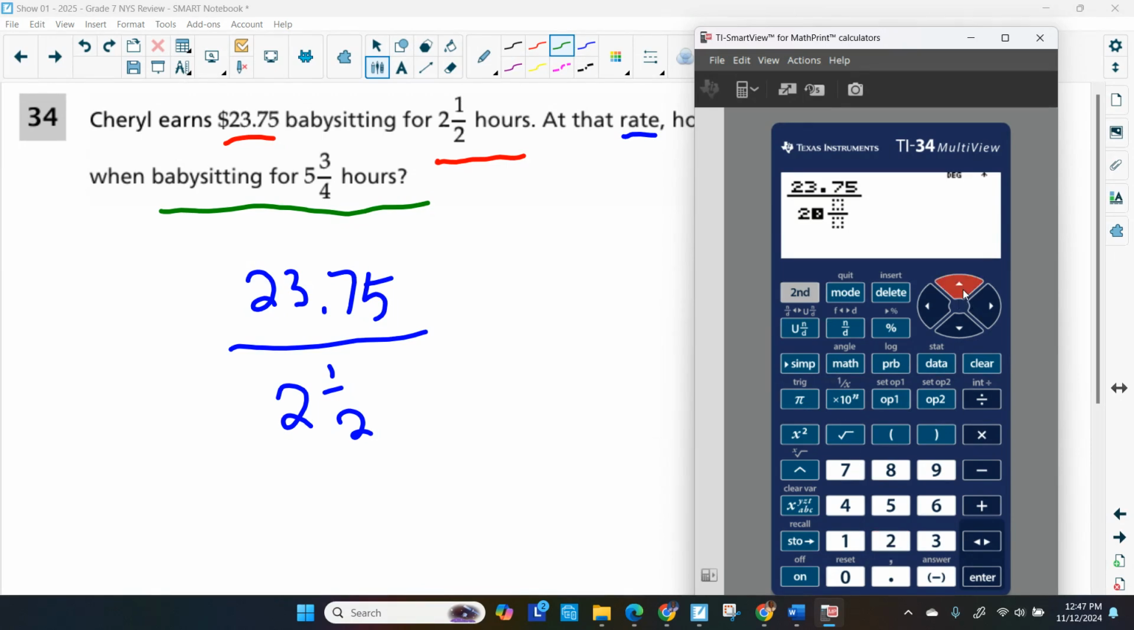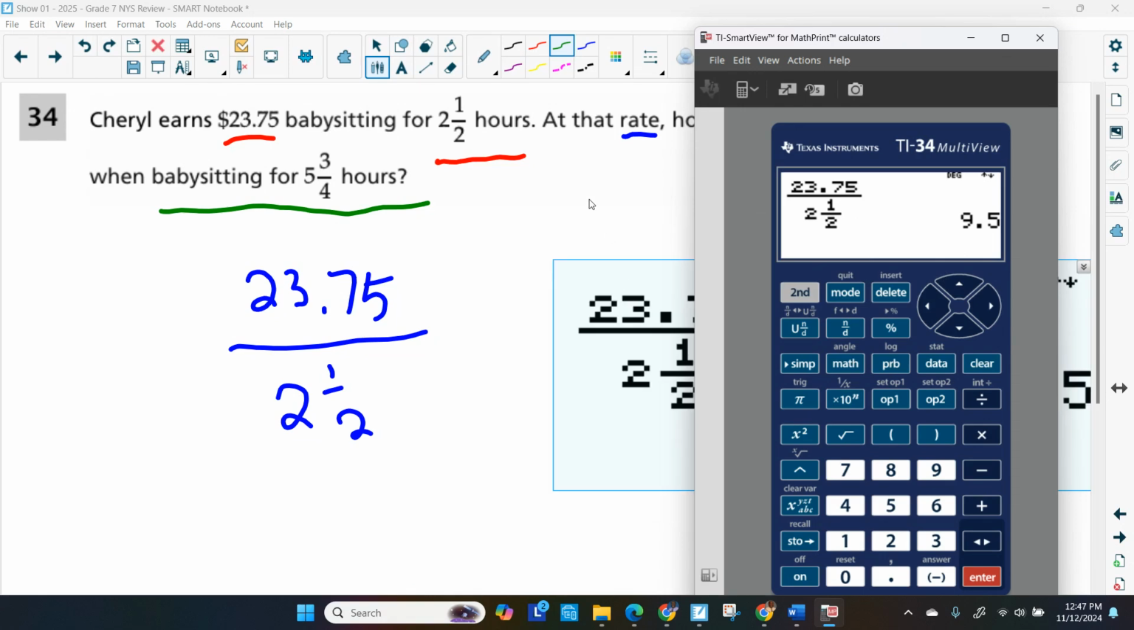So let me go up, go over. There we go. And one, go down, half, and move over. So this is going to give me the unit rate, how much she earns for 1 hour. And there's her unit rate. She earns $9.50 for 1 hour. So let me pull that out.